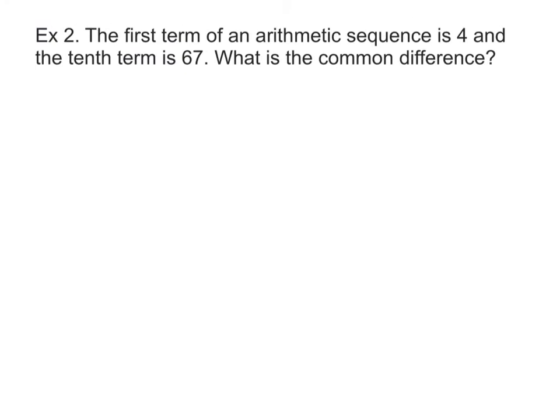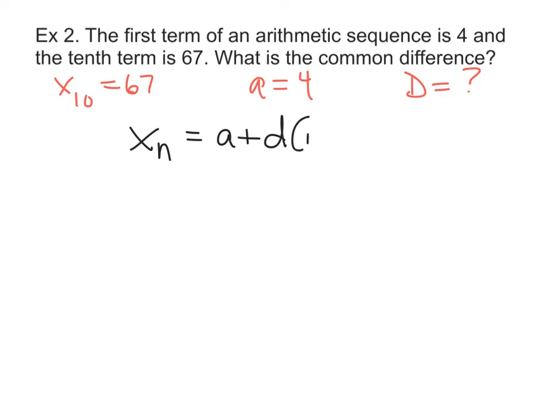All right, this next part says the first term of an arithmetic sequence is 4, and the 10th term is 67. What is the common difference? Okay, so what do I know? I know that x sub 10 is equal to 67, and I know that A, or the first term, is equal to 4. I don't know what D equals. I do know that my formula is x sub n is equal to A plus D, n minus 1.